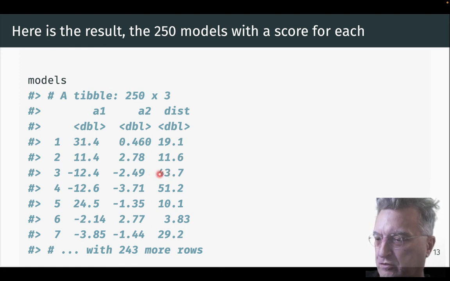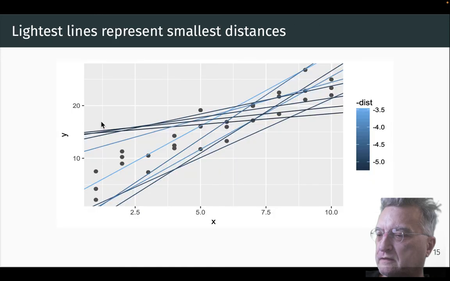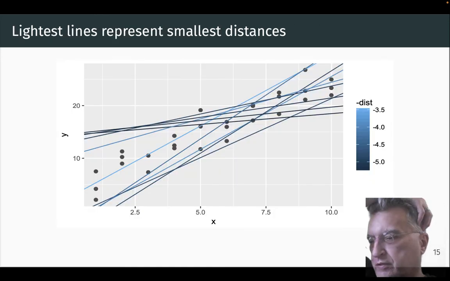So this is a great distance. This is a small distance. And what we want is the smallest distance. So we're going to take the smallest distance models, that is the ones that have a rank of less than or equal to 10. We're going to take those models and plot them against the Sim1 data. And here's the output. So these are the 10 best models.